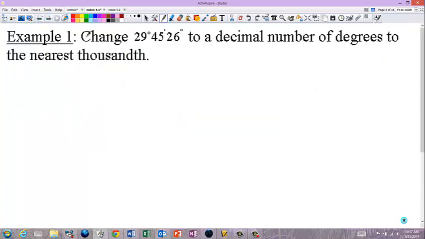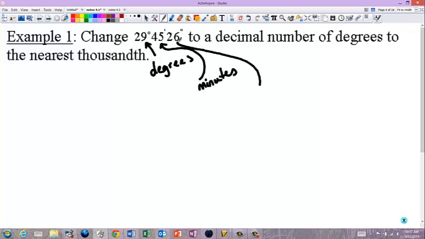Okay. Now we want to look at changing degrees. This is called degrees. The second one is minutes. You don't see this a whole lot, but you do see it in latitude and longitude and seconds in geography, and pilots use it to fly planes. My husband, who teaches machine tool, says he sees degrees, minutes, and seconds sometimes. It says to convert to a decimal number of degrees to the nearest thousandth.